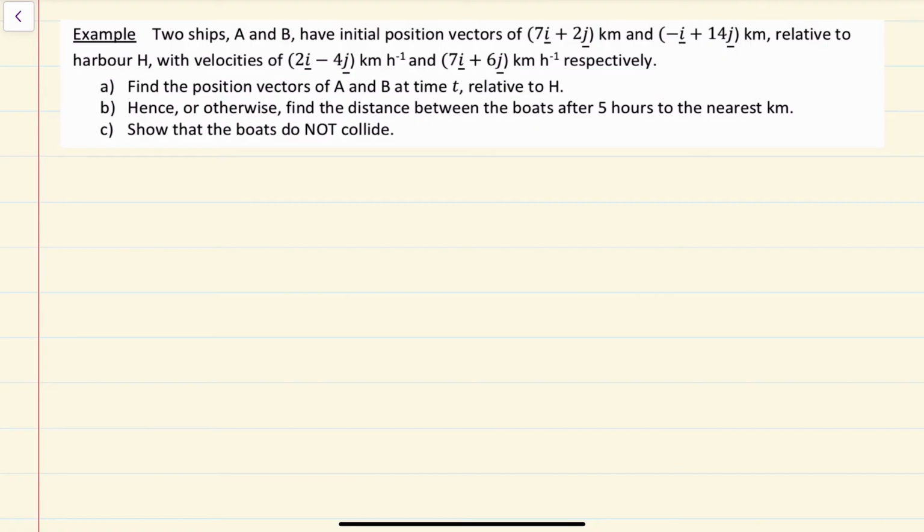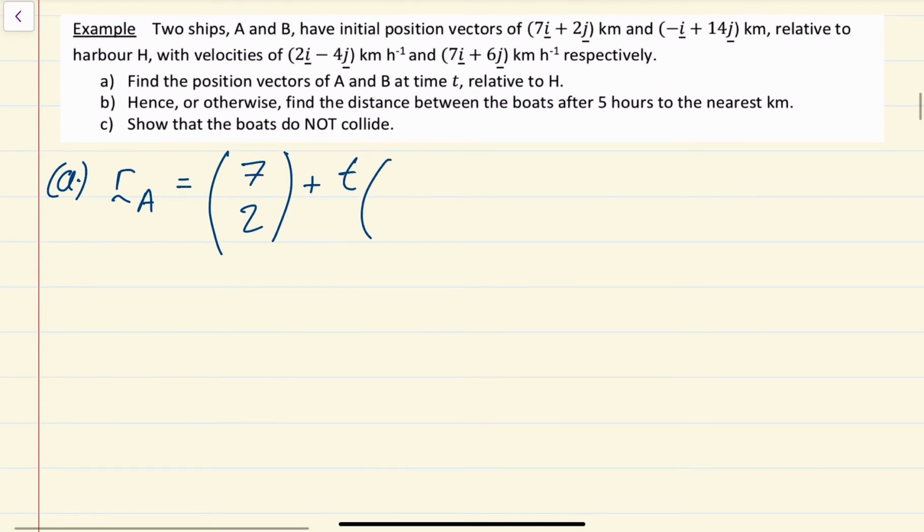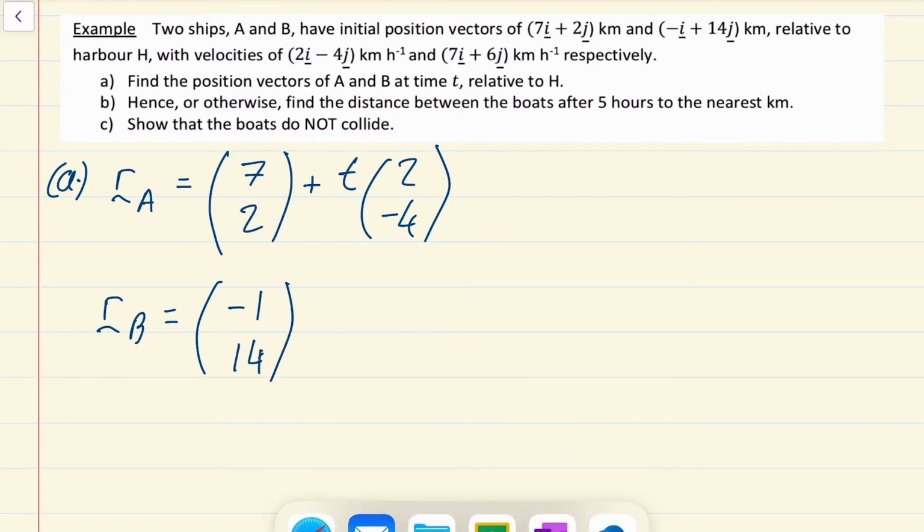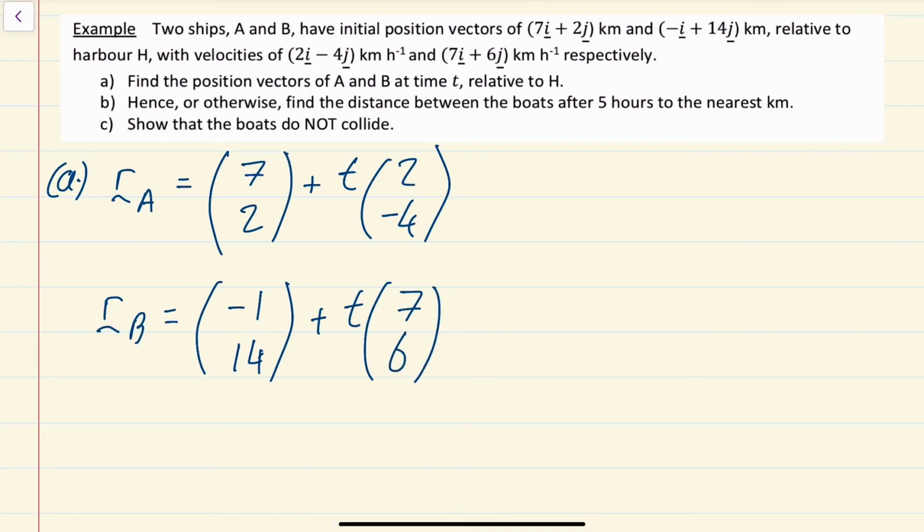Okay, right. The first one I'm doing is the position vector of A, so I'm going to say that's R subscript A. Initially, it has a position vector of (7, 2), and it moves with a velocity of 2i minus 4j, so that's t times (2, -4). That's the position vector of A. Same idea for B. If you read the question, it has a position vector of (-1, 14), and its velocity is (7, 6). So that's what we've got.